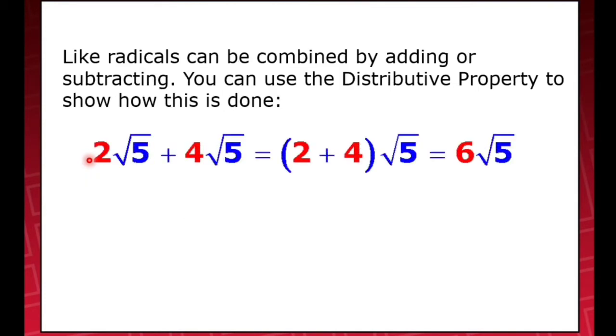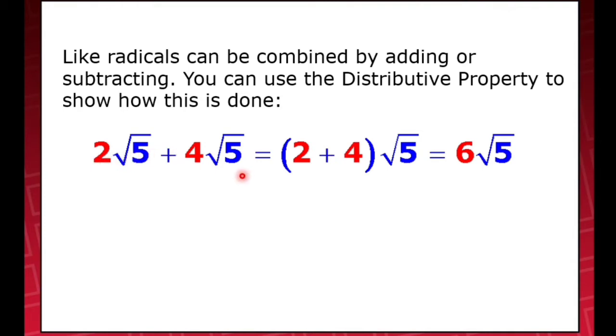Let's have an example here. We have 2 square root of 5 and 4 square root of 5. Obviously, these are like radicals because their radicands are the same. The radicand here is 5, and the radicand here is also 5. The index here, although it is not written anymore, we know is 2. Here also, the index is 2. So, obviously, they are like radicals.